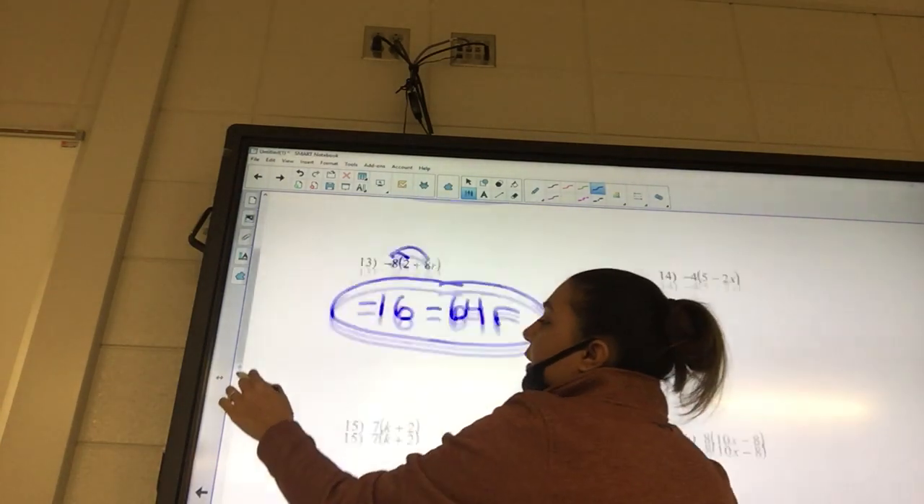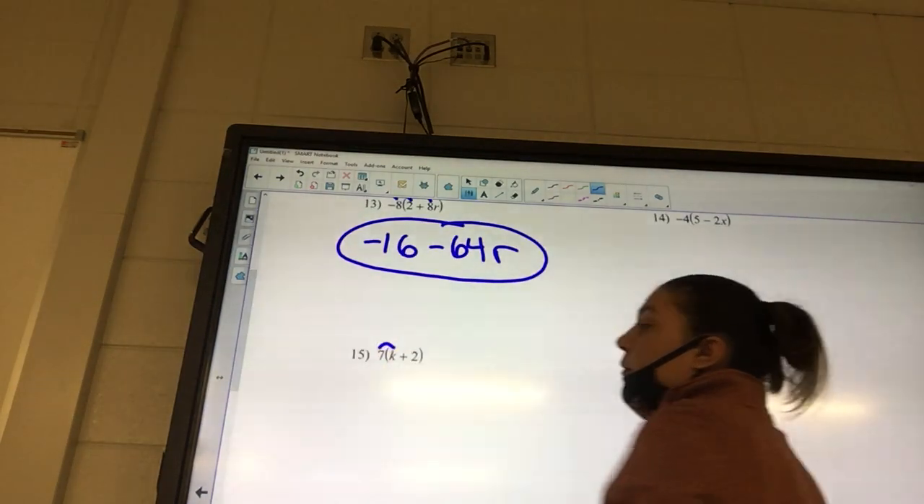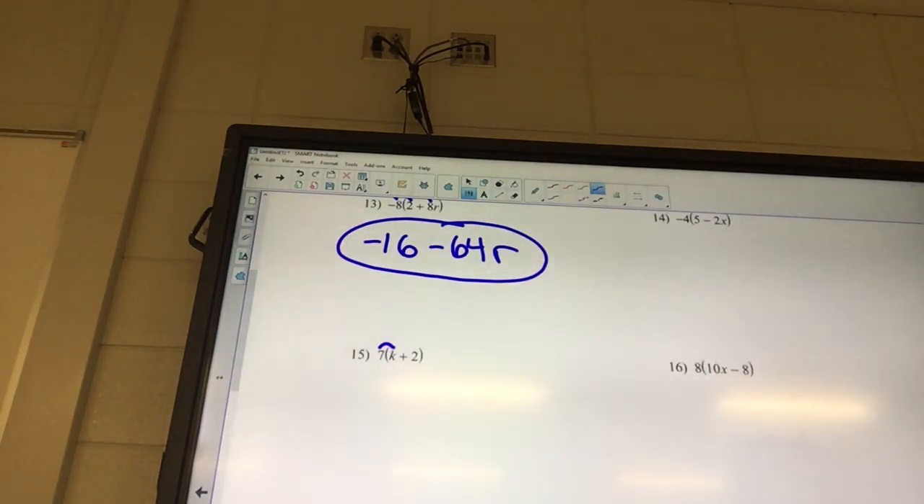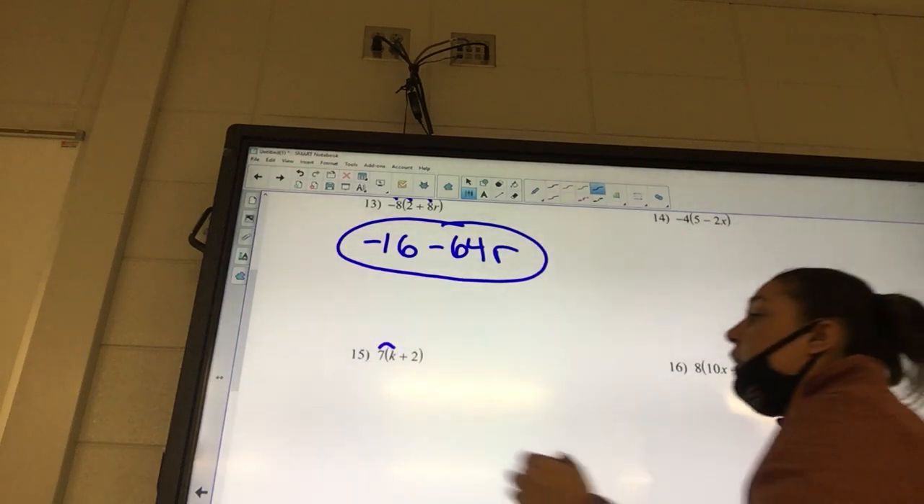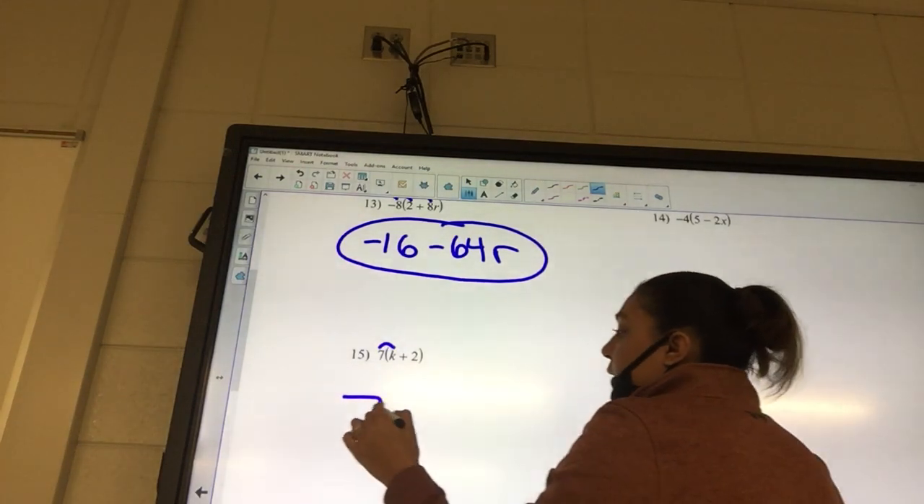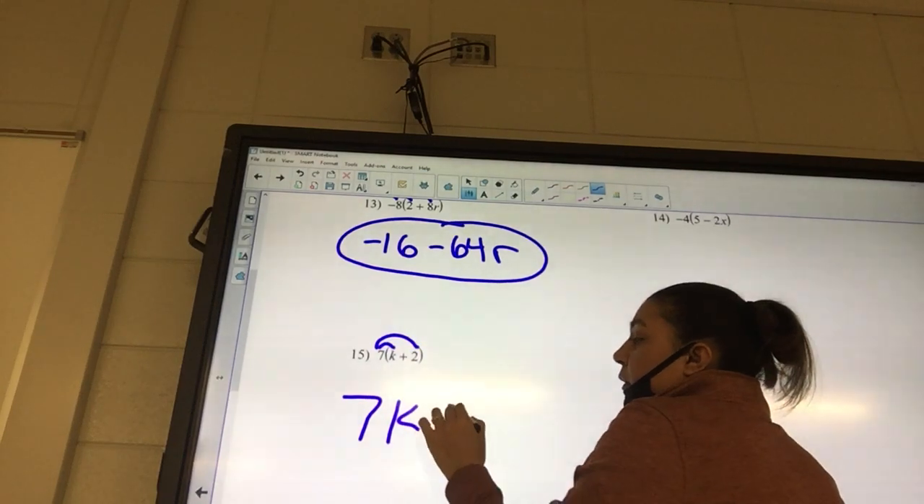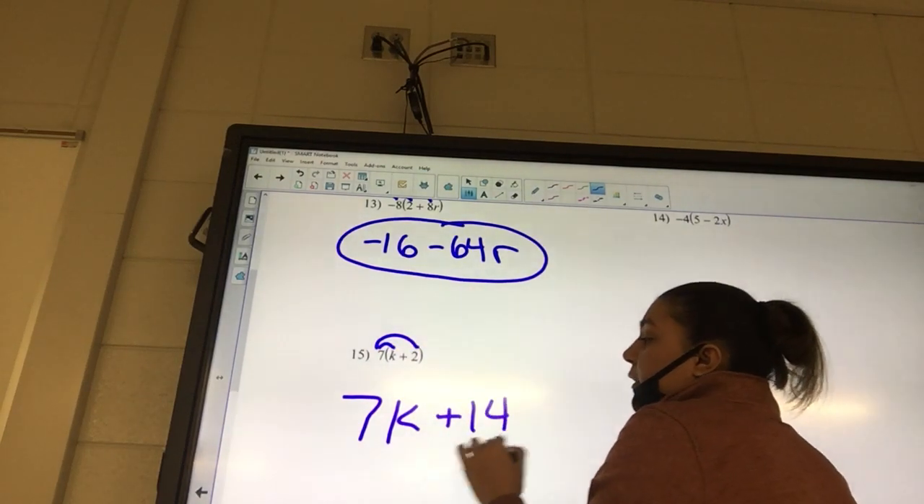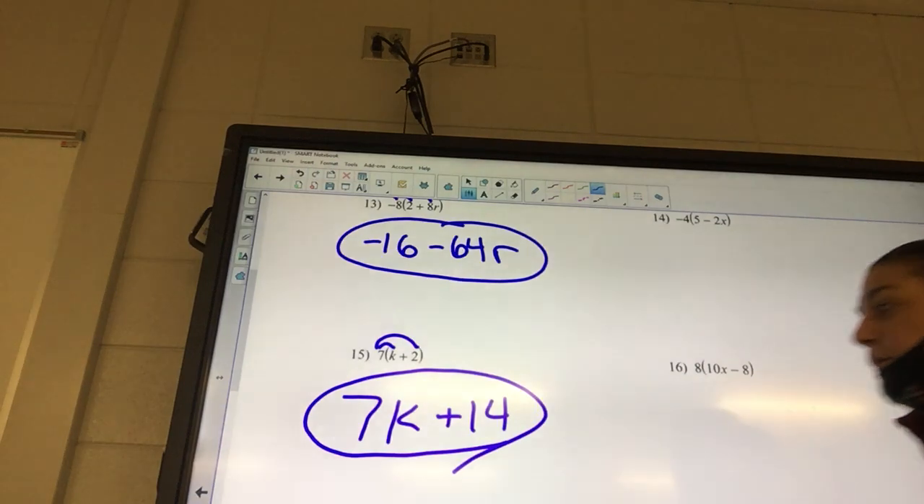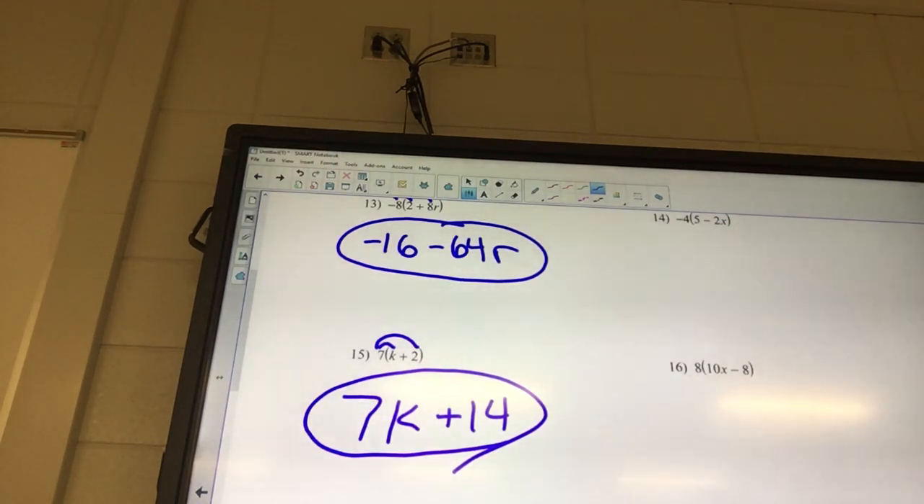Okay, look at 15. 7 times what? There's a 1 in front of that k. So 7 times 1. So 7K. And how many k's? 1. 7 times 2. 14. So it's going to be plus 14. This part's easy. It's supposed to be. I try to take it easy on you on Monday. Everybody's freaking tired.